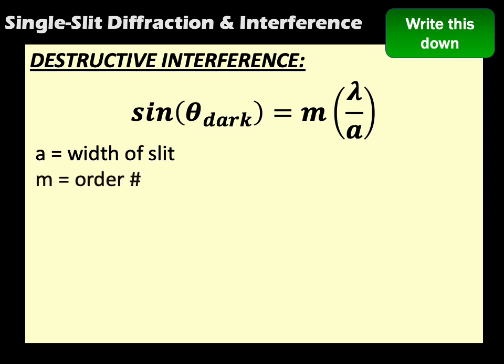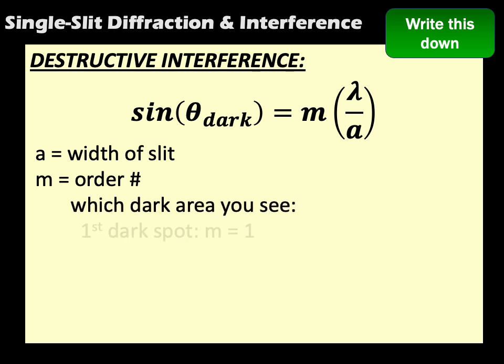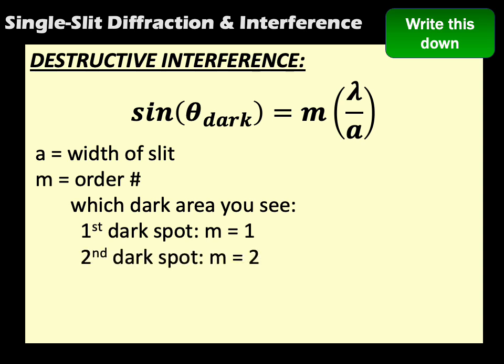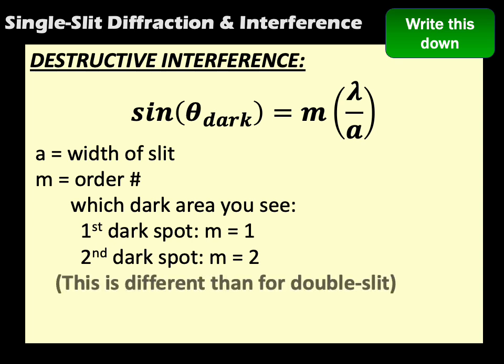m is what we call the order number. We're just going to leave that be for a second. A picture helps. It's going to be which dark spot you see. The first dark spot is m equals 1. Second dark spot is m equals 2, and so forth. We will talk a little bit about what happens when you send light through two very closely spaced, very narrow gaps, and that's actually part of Wednesday's lab as well, but that is not for today.